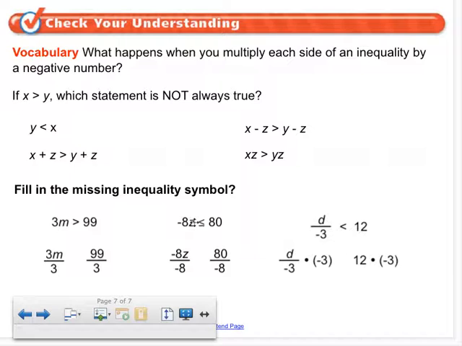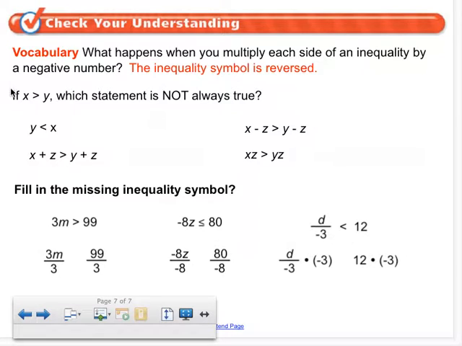We're almost done. Okay, what happens when you multiply each side of an inequality by a negative number? What happens? Somebody... Jonathan, what happens if I multiply both sides of an inequality by a negative number? What happens to the inequality? I have to flip it. I have to change the direction. The inequality symbol is reversed.